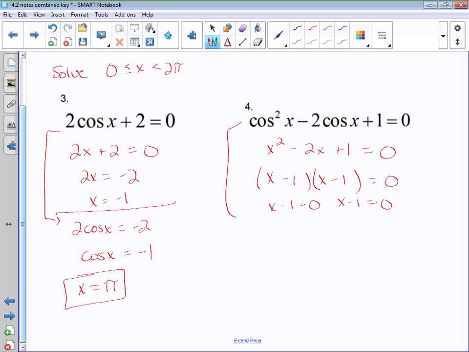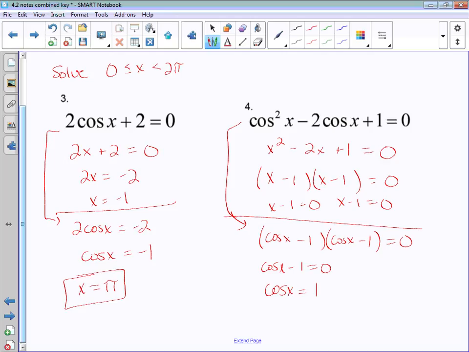So let's do that, but with our cosine squared now. What is that going to factor into? Cosine x minus 1. Okay. Here. And then I set those equal to 0. I'm just going to do it once because it doesn't really matter. And so what I'm really looking for is when does cosine equal 1?